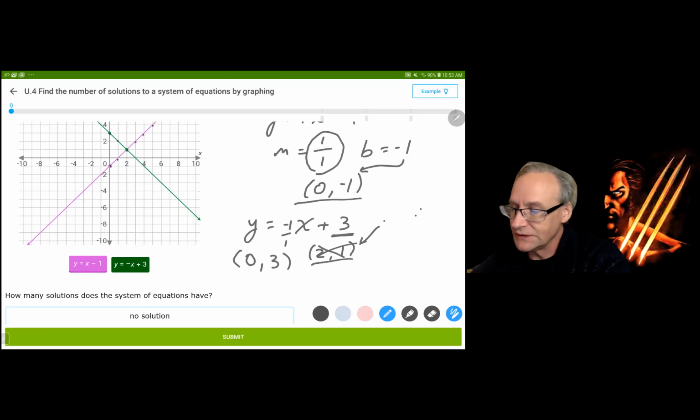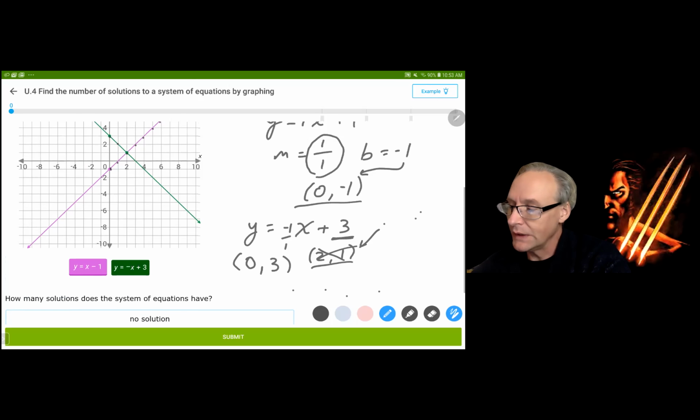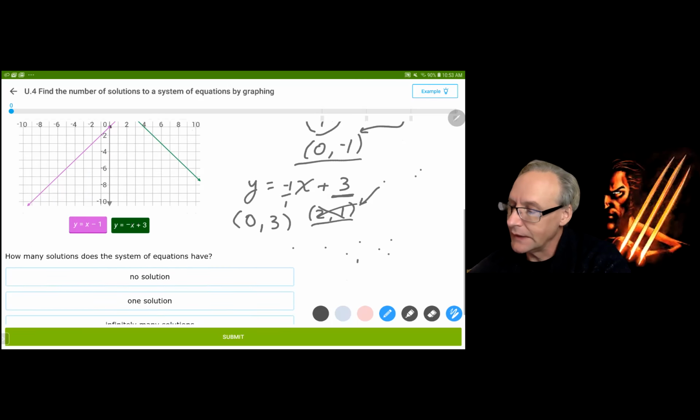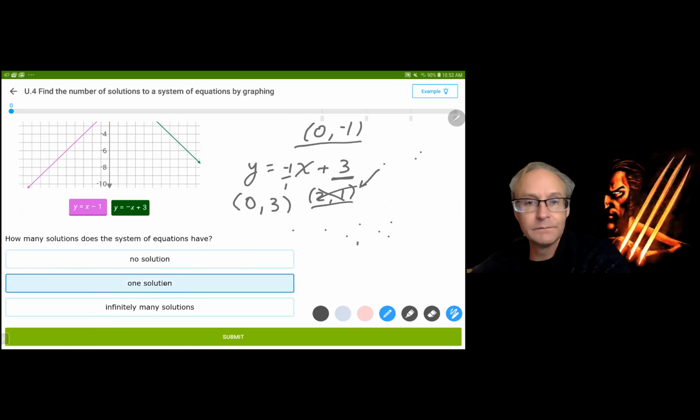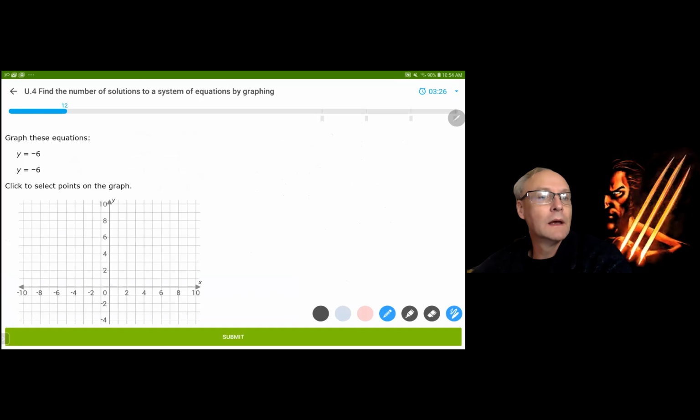How many solutions does this system of equations have? It has one solution because they intersect. And that one solution happens to be (2, 1), but there it is. So it has one solution. And I guess that's it. So I think you do have to graph the system.